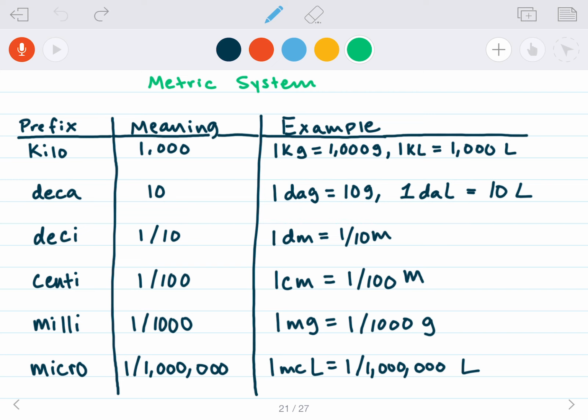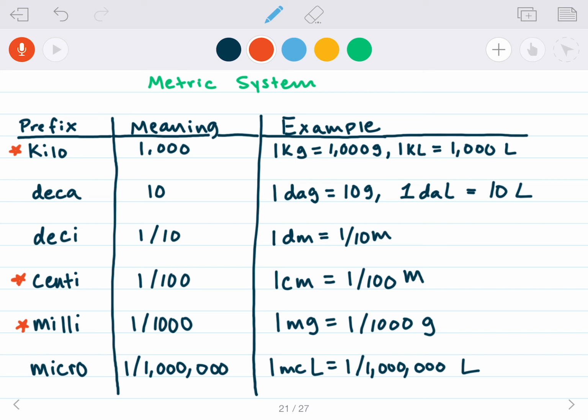The main ones that we're going to be concerned with and that you'll see on the TEAS is kilo, centi, and milli. You might see the other ones. I would memorize them just in case, but these are going to be the prime 3 conversions that we're going to be working with here.